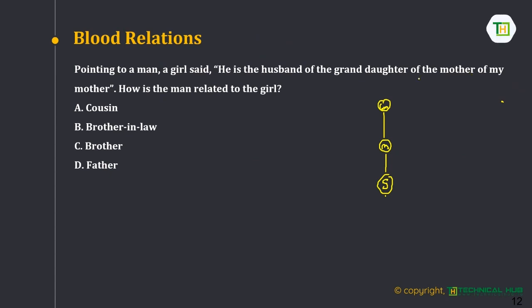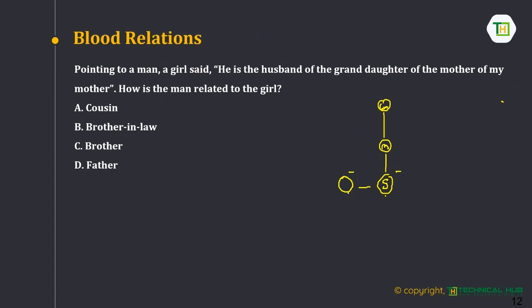So the granddaughter of the mother of my mother. Granddaughter means here taken as the speaker or the speaker's sibling. Sibling means here also female, means here granddaughter. So the granddaughter of the mother of my mother is taken as the speaker or the speaker's sibling. Clear everyone? After that, he is the husband of.